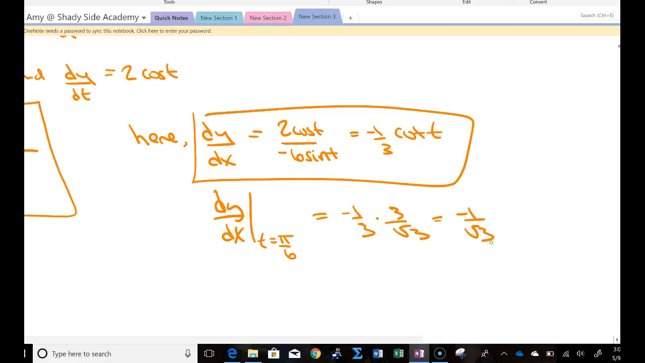Okay? Daniel asked a question. So close. He said, will the second derivative for parametric just be like d squared y over d squared x? No, it's not. That's a shame.